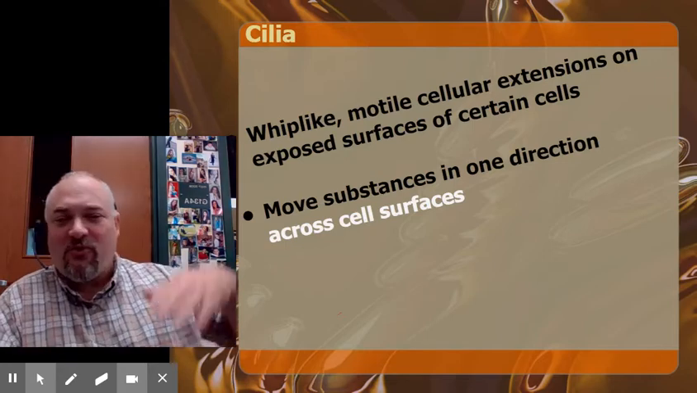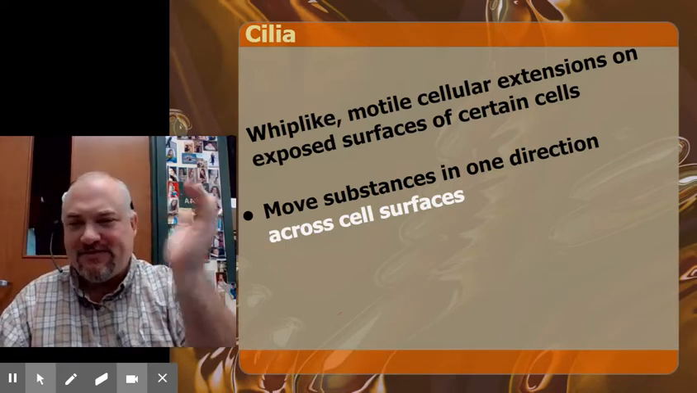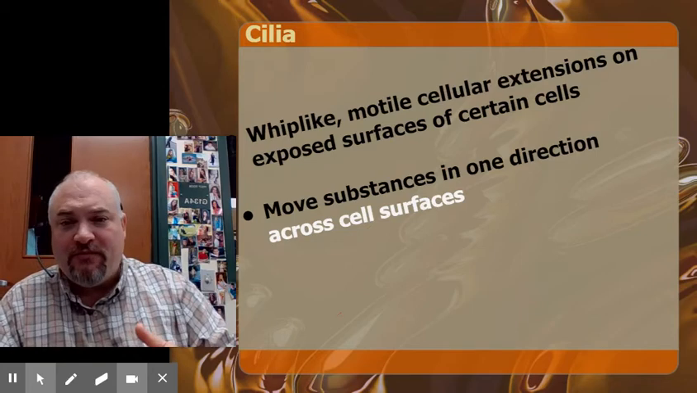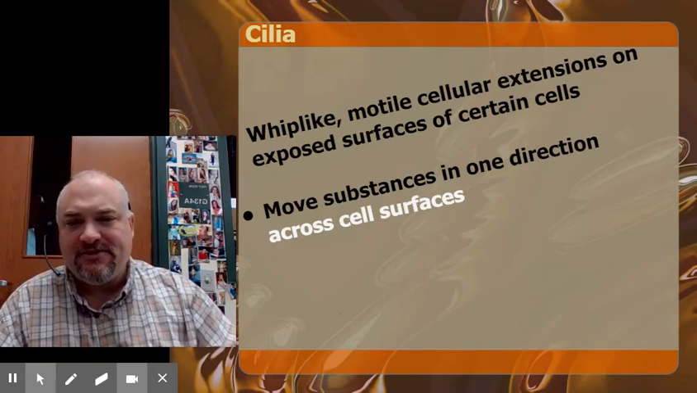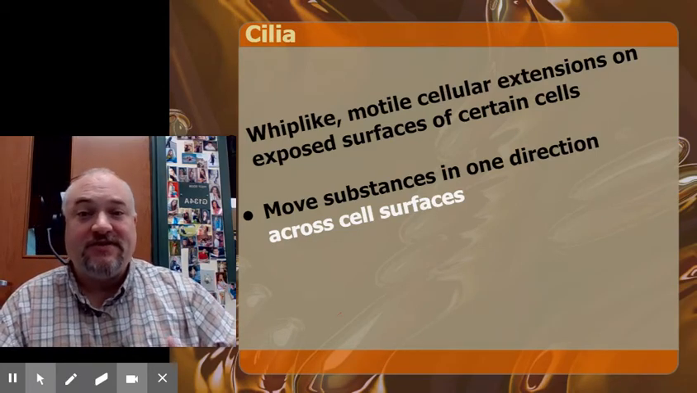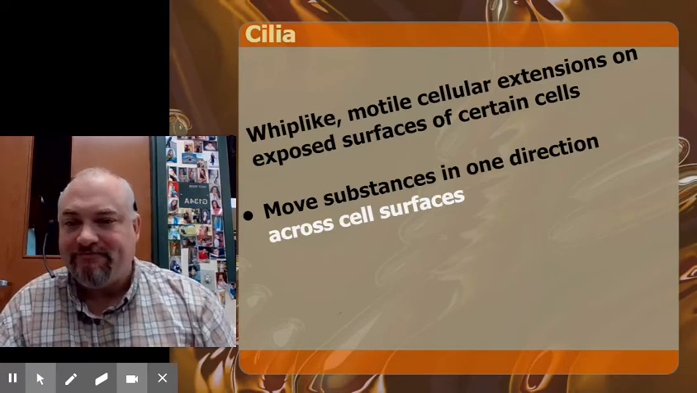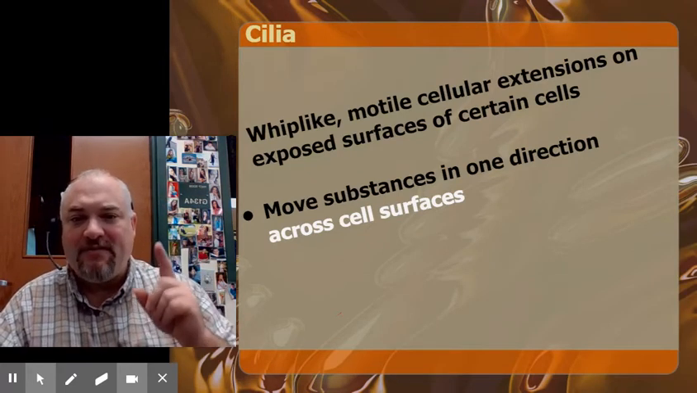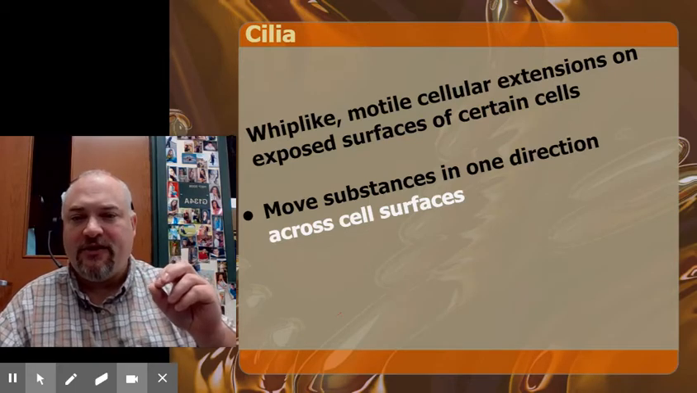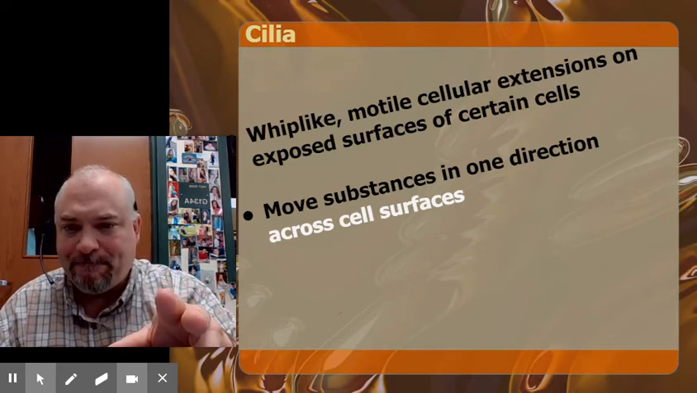Anyway, these are whip-like. They kind of move like this. Motile, meaning movable. Cellular extensions on the exposed surfaces of certain cells. What that means is you got these little whip-like things on the surface of some cells. Their job is to move substances in one direction across a cell membrane.